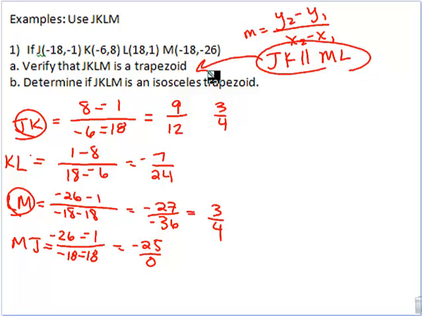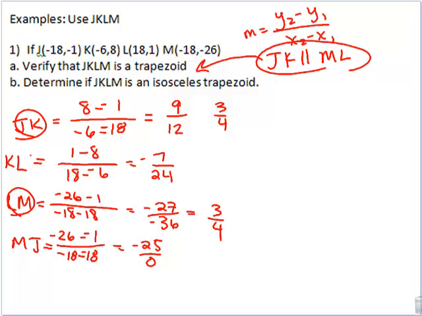So there we verified it was a trapezoid, and all of this work was verifying that it was a trapezoid. Okay, so that's part A. And like I said, of course, you can graph those and count, but this one would have been difficult to graph with -18, -26, right? We would have had a pretty large piece of graph paper.